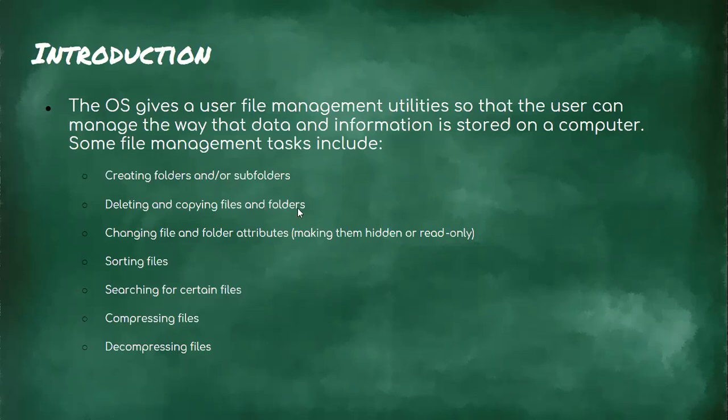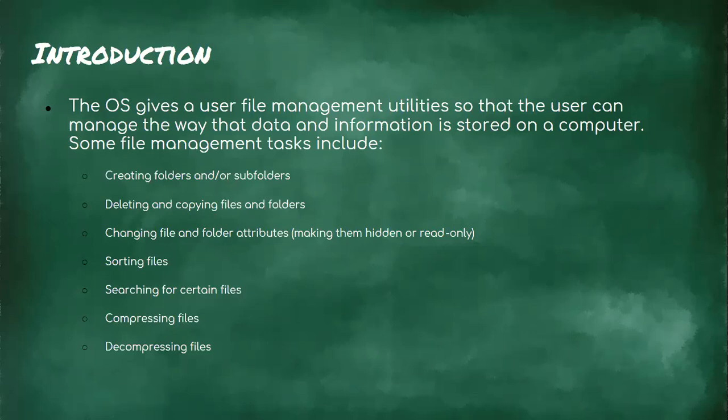Like I said, we are going to talk about file management, guys. An operating system gives you a user file management utility. Now we know the difference between utility programs, system software and application programs. Most operating systems come with utility programs installed on them so that the user can manage the way data and information is stored on the computer.